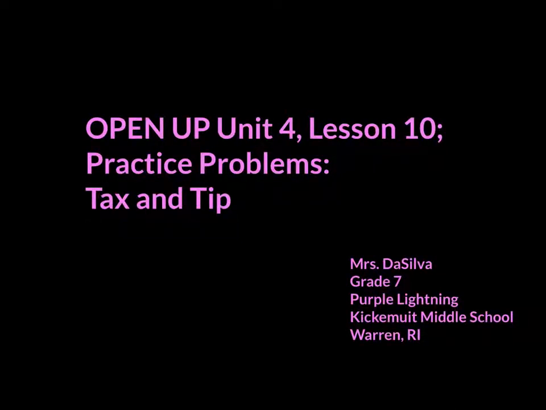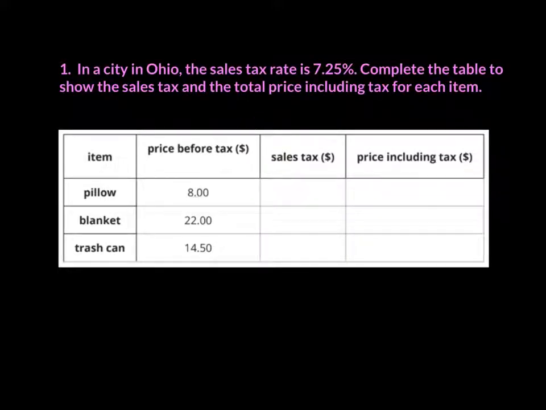So today's lesson is from lesson 10, and we're going to be looking at tax and tip. So here we are in a city in Ohio. The sales tax rate is 7.25%. We're going to be completing this table to show the sales tax and the total price, including tax, for each item. So this is a relatively simple task, since we now know how to find tax and tip and use those percentages wisely.